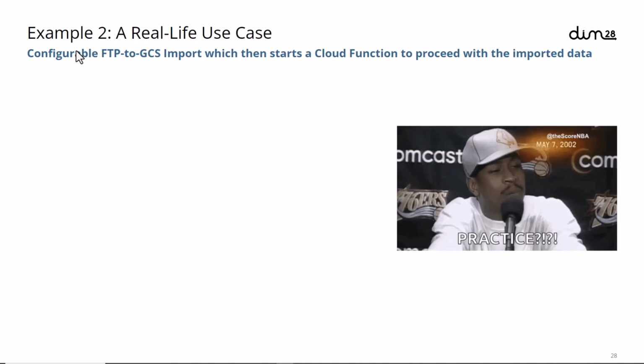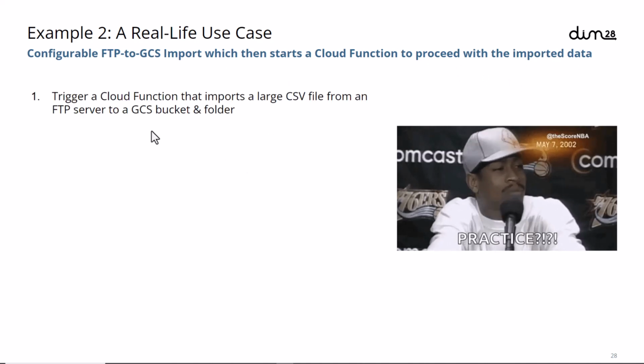And we're going to build something that is pretty useful. I actually use this at a couple of clients. It is a configurable FTP-to-GCS import. So from an FTP server, we're going to import one or more files to Google Cloud Storage, GCS. And when that import is done, we want to start a Cloud Function to proceed with the imported data. So that's basically what we want to do, and so we're gonna get some practice.